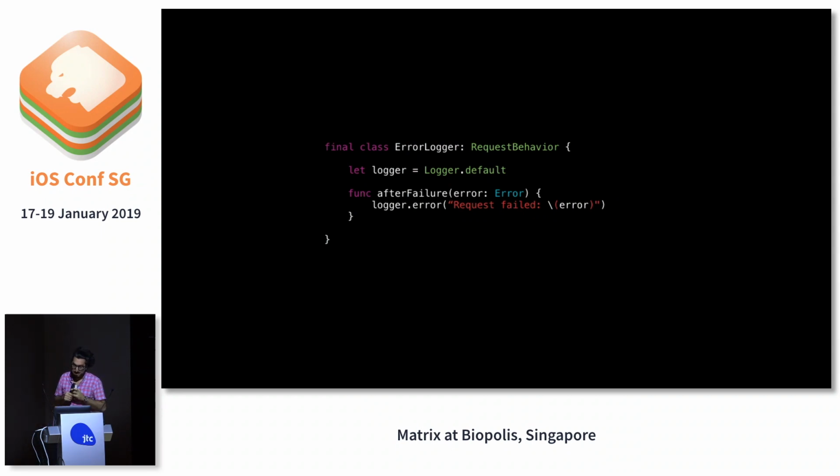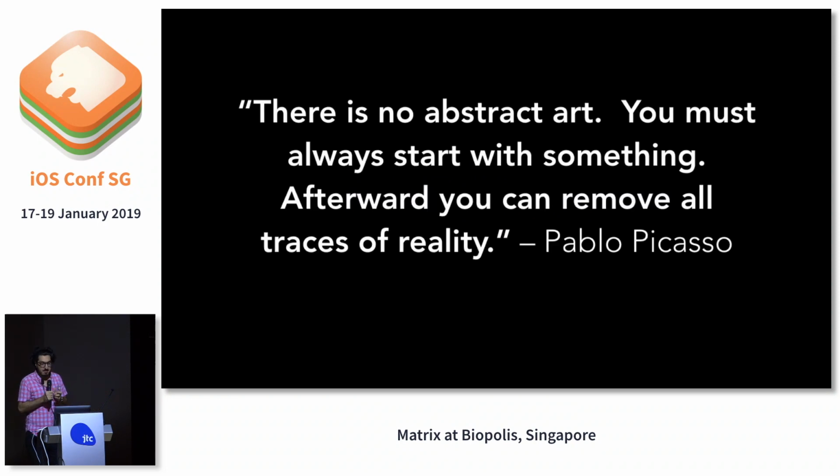To close up, there's a quote from Pablo Picasso. He says, "There is no abstract art." And as we all know, code is art. You must always start with something. Afterwards, you can remove all traces of reality. And that's what we've done here.